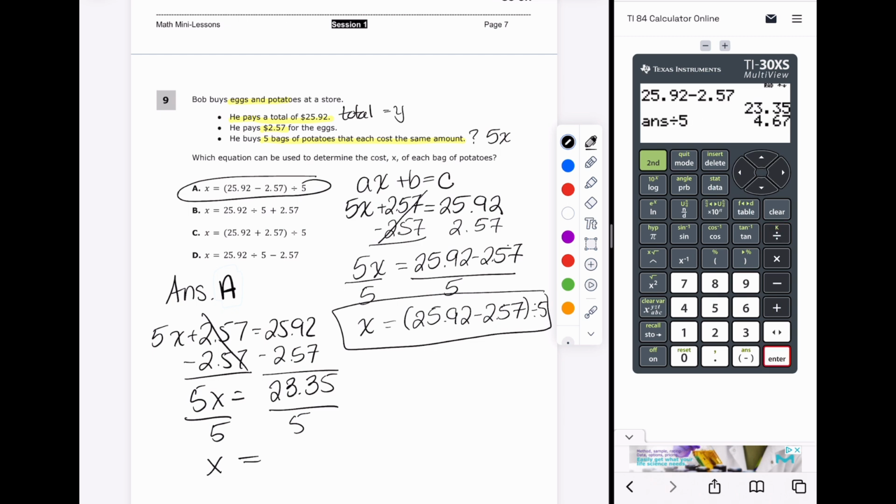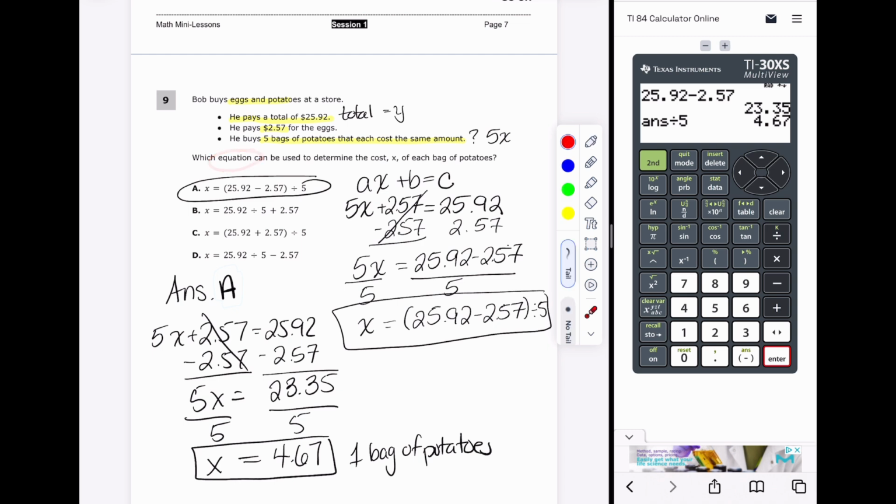And we would get x is equal to 467. This is what we would normally want to do, and this will tell us how much one bag of potatoes is. But this problem wasn't asking us to determine that. They were asking which equation can be used to determine that.